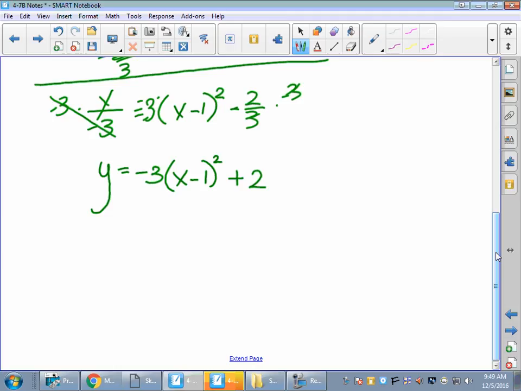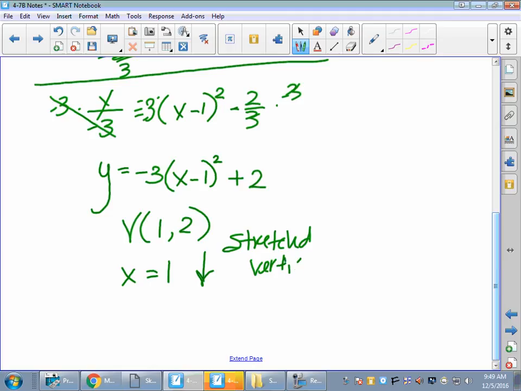And so there's your vertex form. My vertex would be 1, 2. My axis of symmetry would be x equals 1. My a value being a -3 tells me it's going to open down, and that it's stretched vertically because of the 3. So we can do all the analyzing that we did the day before once we get the equation.